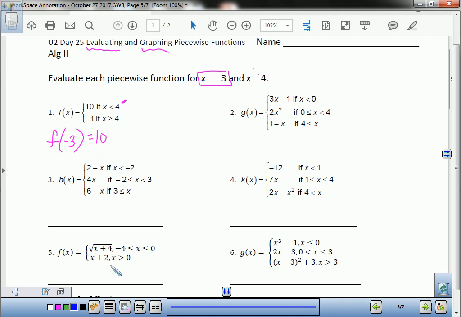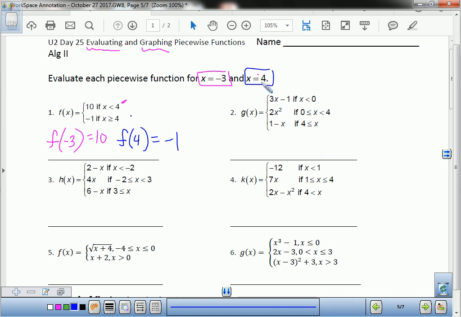Okay, now let's do the second one. I'm going to go ahead and change colors. So an x value of 4. Let's evaluate function f for an x value of 4. Now +4 actually fits into this interval where x is greater than or equal to 4. So what is my y value? -1. So you look at your values for which you're evaluating, determine which piece they fall into, plug them in if you can, and evaluate.